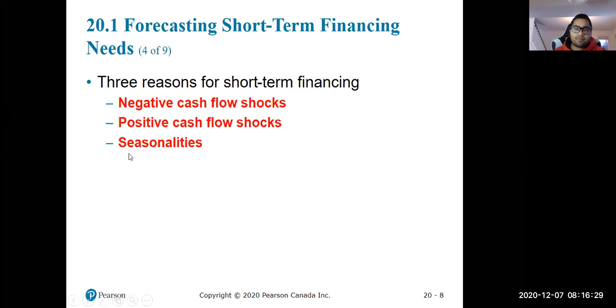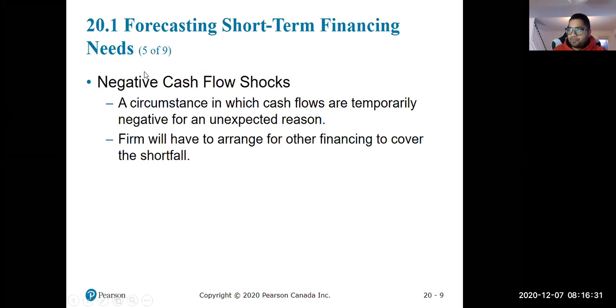Okay, so let's discuss what is a negative cash flow shock. A circumstance in which cash flows are temporarily negative for an unexpected reason. Firms will have to arrange for other financing to cover the shortfall. Okay, so something that is not expected, but it's negative.